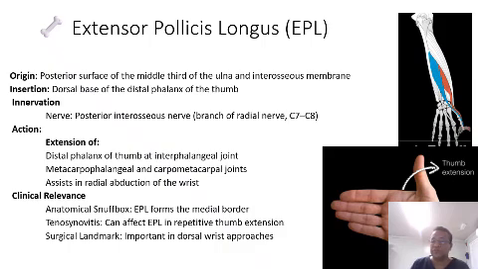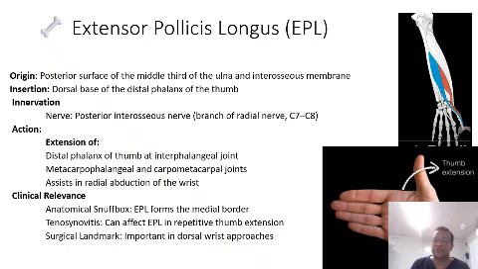Coming to the action of the EPL, it extends the thumb at three joints, namely the interphalangeal joint and also the carpometacarpal and metacarpophalangeal joints. So extension of all three joints, and it also assists in the radial abduction of the wrist. So it's not just about the thumb.